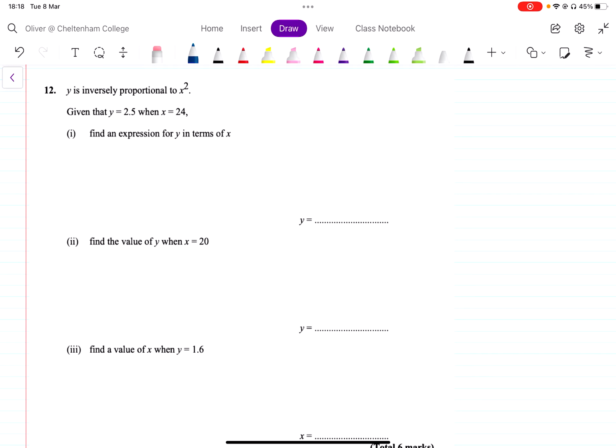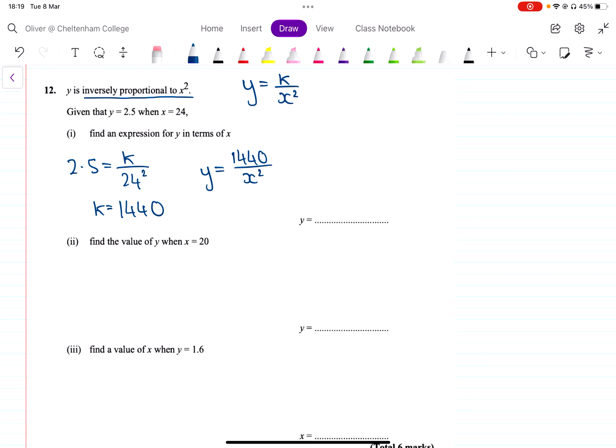So y is inversely proportional to x squared. So straight away I say y is K over x squared, because it's inversely proportional. I know that y is 2.5 when x is 24. So I can get a value for K, which is 2.5 times 24 squared. So I get that K is 1440. So y equals 1440 over x squared. I must write it without a k in, as in put a number in instead of k.